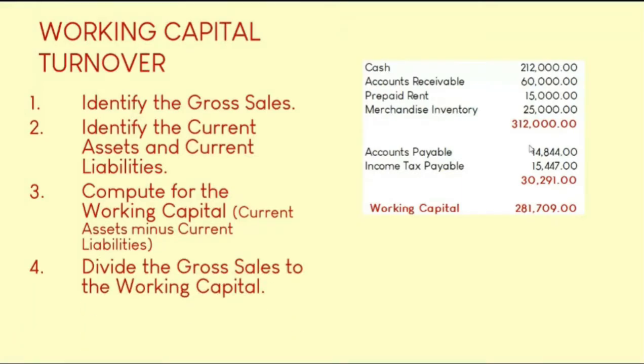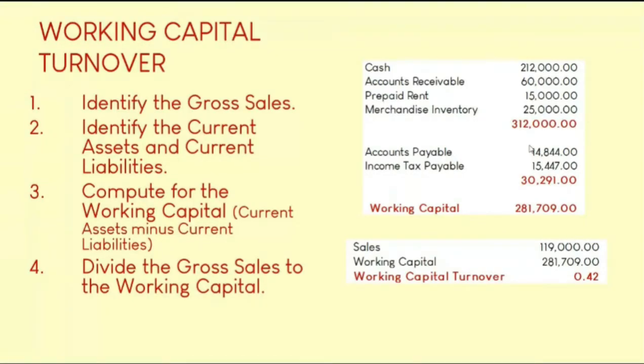Step 4, we divide the gross sales by the working capital. The gross sales that we have previously is 119,000. So 119,000 divided by 281,709, we have an equal to 0.42. So what does that working capital turnover of 0.42 mean?